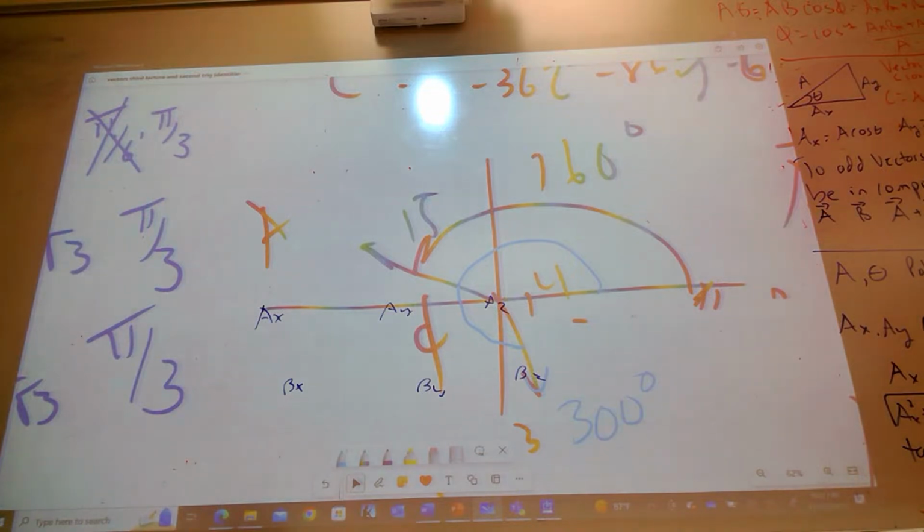So phi is the shortest distance between the two vectors, not the longest distance. So you shouldn't have a phi of greater than 180 degrees. You should have a phi less than that.